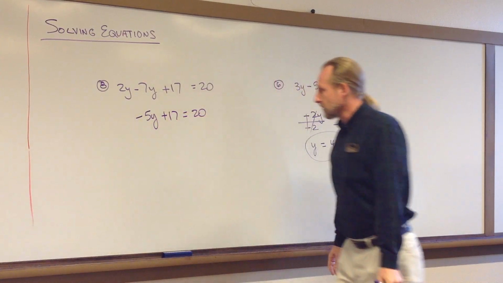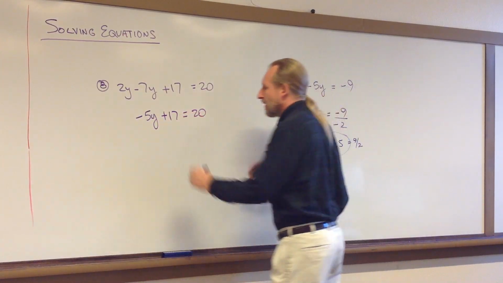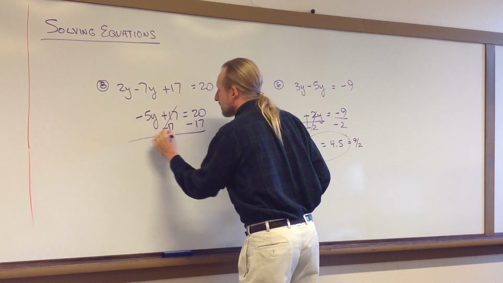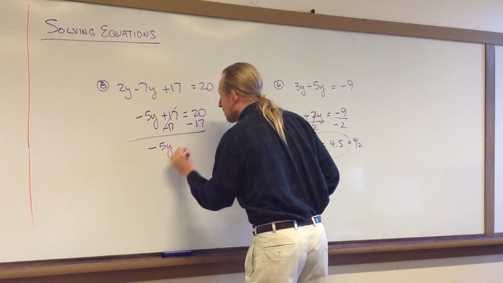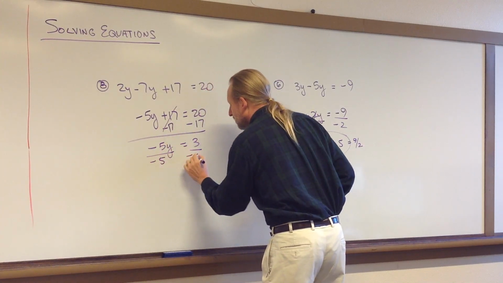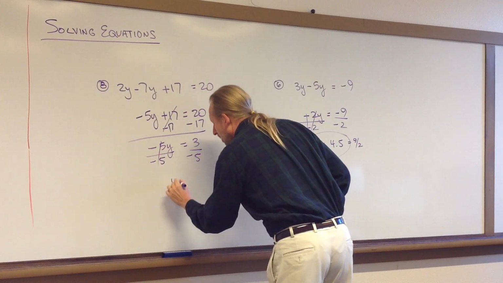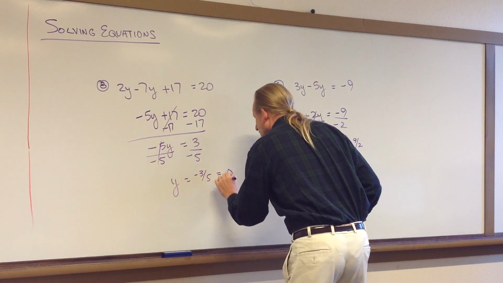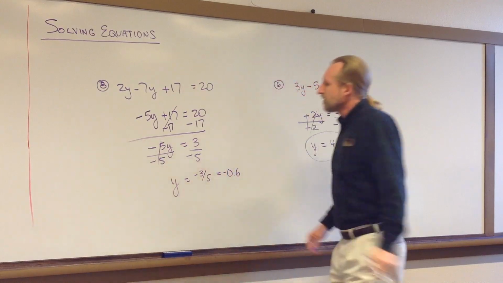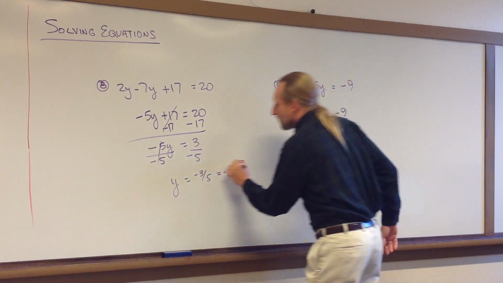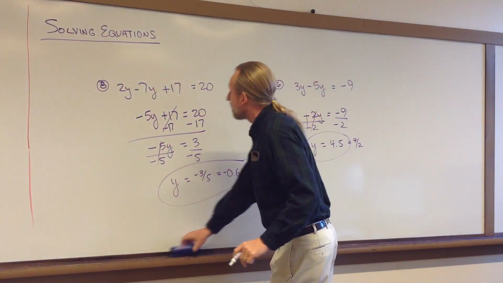plus 17 equals 20. Now we want to move the 17 over to the other side. Minus 5y equals 3. And then divide on both sides by negative 5. And so y, you can call it negative 3/5. If you do the division there, 3 divided by negative 5, you should get negative 0.6. And either one of those answers is fine.